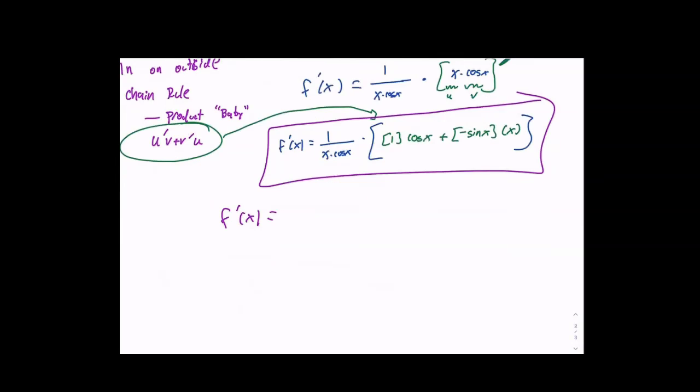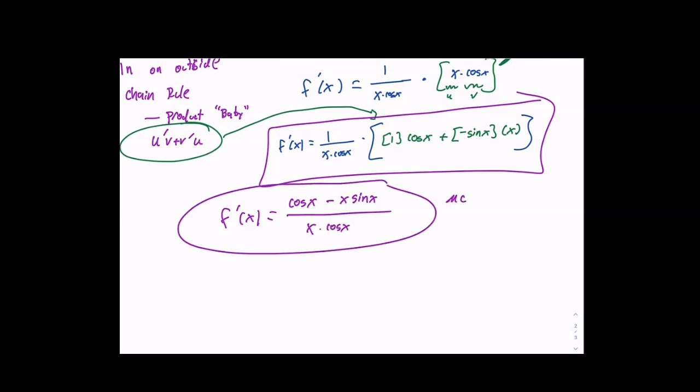So I can clean this up. I can clean this up to cosine x minus x sine x over x times cosine of x. And that would be a cleaned up version. This is how you would see it on the multiple choice. But of course, if you're just plugging it in and it just says find a derivative, it's an open response, then you leave that answer like the top.